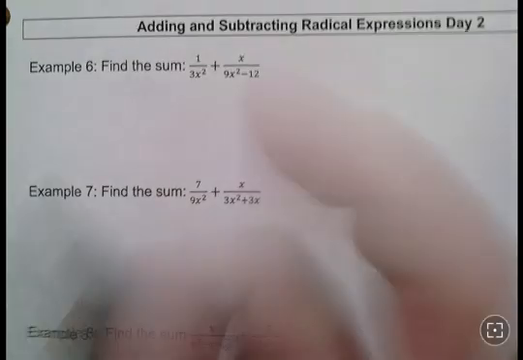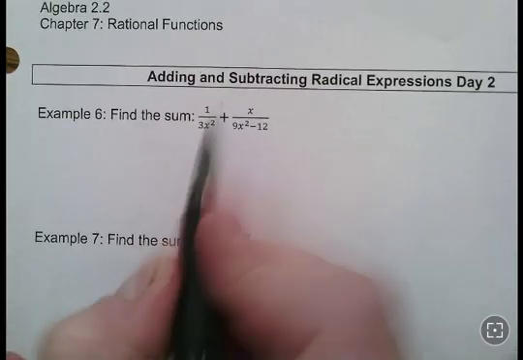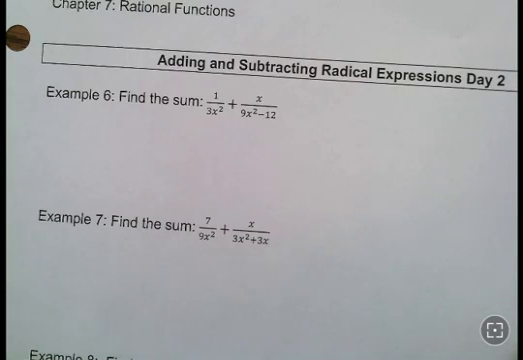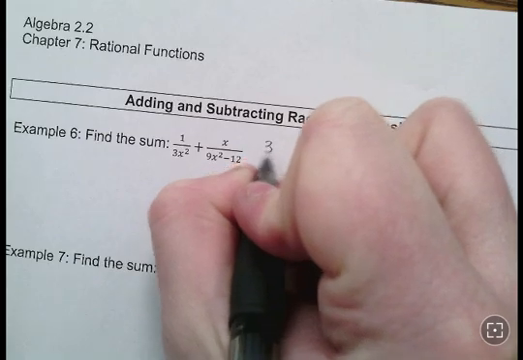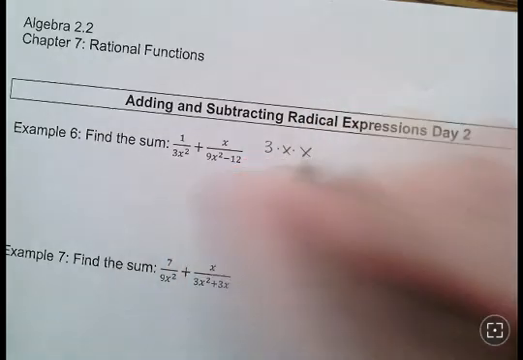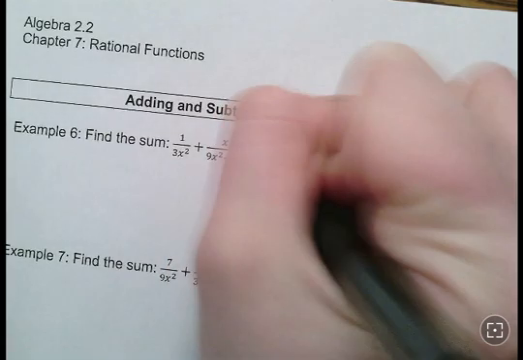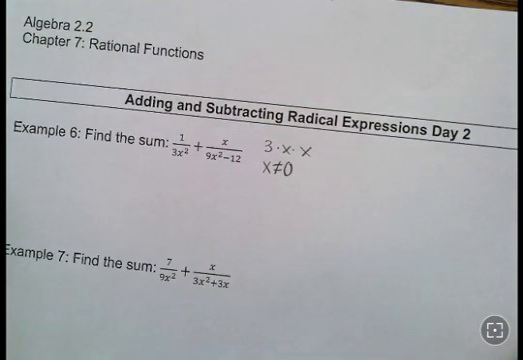The first one is to find the sum. The reason why today is different than yesterday is that today we have to factor before we can find the LCD. That denominator there is 3 times x times x. The restriction there is x can't be 0.